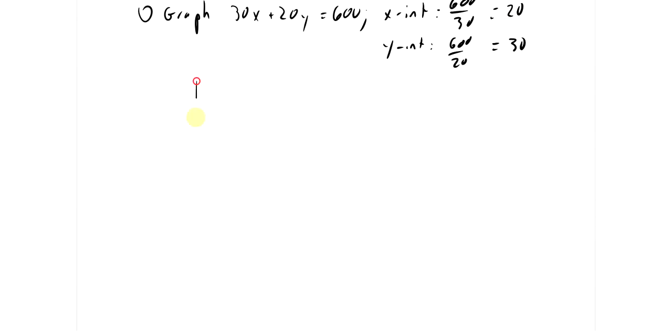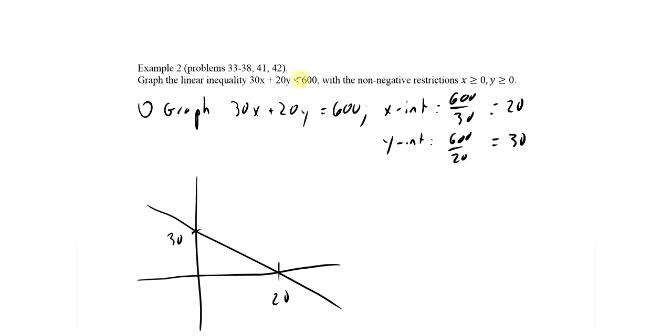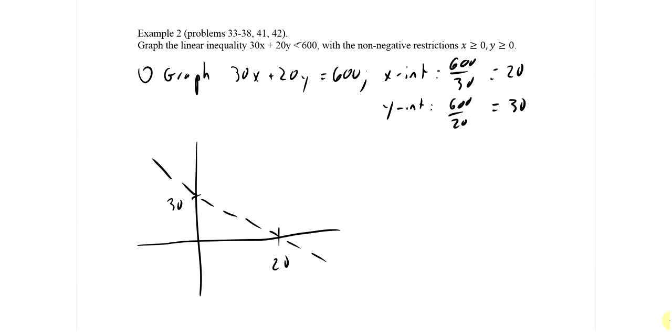Great, so we can graph the line. X-axis, y-axis, there's a line, and we'll call this 20 and this 30. Note that we're dealing with a strictly less than, so I erred in drawing the line like that. I need a dotted line because it's strictly less than, and so therefore whichever side I'm interested in, I need the dotted line. Which side?